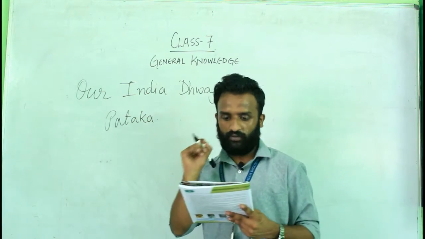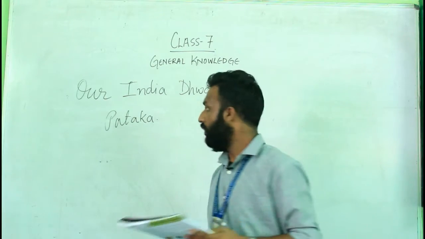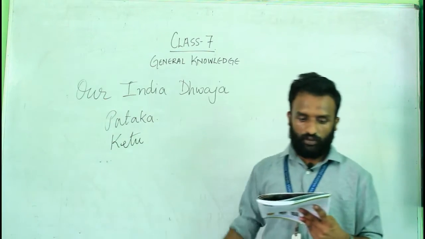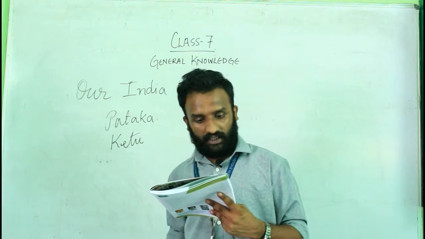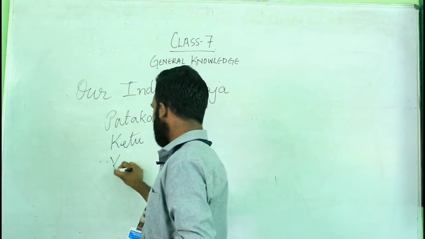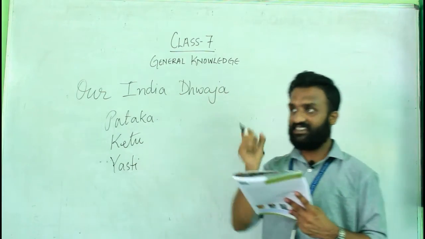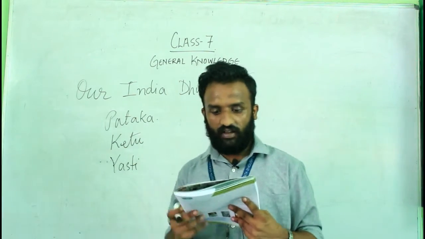It was the cloth of the flag which flutters in the air. Number two was Ketu, the crest or the design on the Pataka. And number three was Yasti. It is the flag staff to carry the flag.